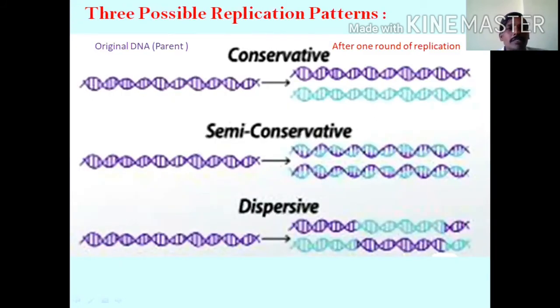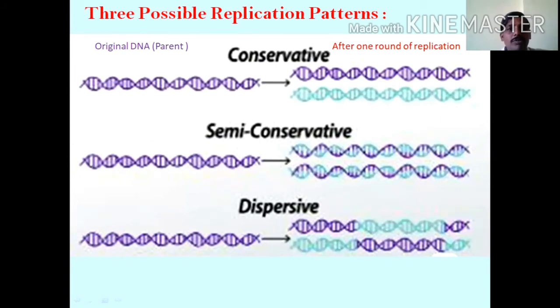What are the three possible replication patterns in different organisms? The replication process is done in three models. One is the conservative model, the second one is the semi-conservative model, and the third one is the dispersive model.